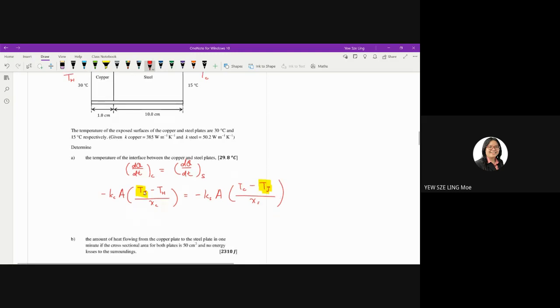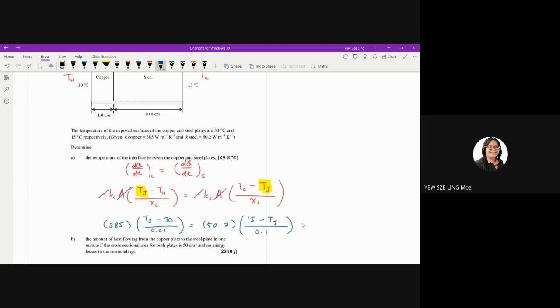So now that I have the equations, next I'm going to cancel out the things that I don't want first. Cancel out the negative sign, and then A can be removed because both of them have the same cross-sectional area. Next step, I'm going to substitute the values. So K copper is 385, bracket, TJ is unknown so I'm going to keep it as TJ, minus the hot end, which is 30 degrees C, divided by the length. Now 1 cm is 0.01 meter. And then equals K steel, 50.2, and then T cold is 15 degrees C, minus TJ. TJ is an unknown again. And then the length, 10 cm, is 0.1 meter.